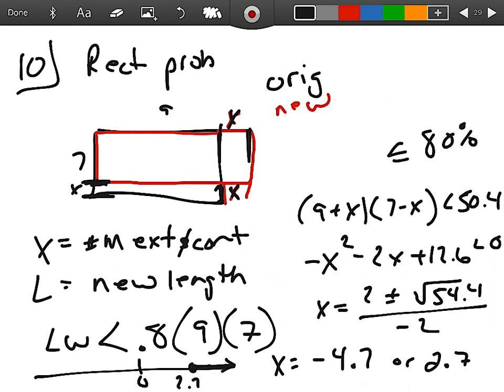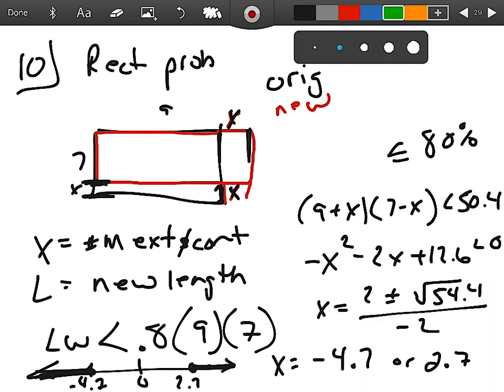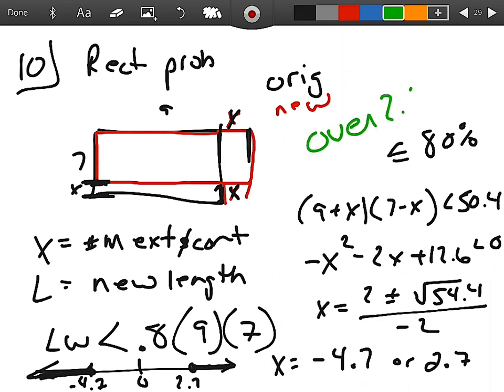On a graph, it's going to look like this. It can't be negative, so that doesn't work for us. So your answer is going to be over 2.69 meters, or over 2.7 meters. Once you go over 2.7 meters moving this way, it's less than 80% of the original area.